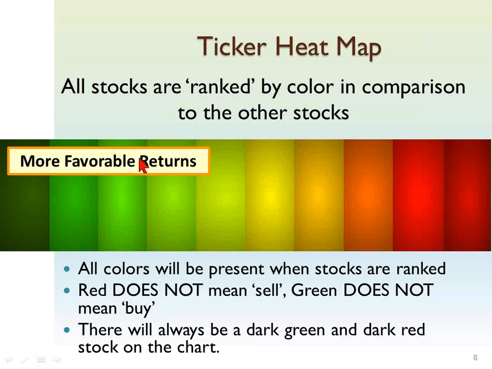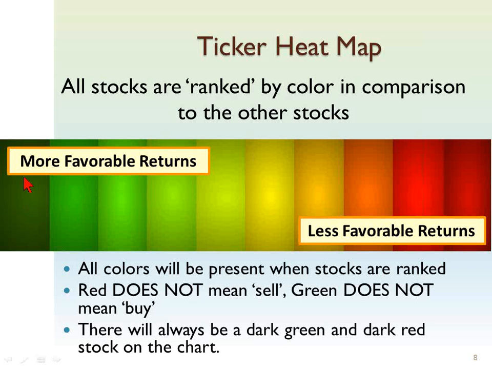There are always all of these 10 colors, from dark green to dark red. Dark green and green are the more favorable returns, and red are the less favorable returns. It doesn't mean that greens are always buys, and it doesn't mean that reds are always sells. Not at all. We just have an equal distribution amongst those 100 companies. All colors will be present, so something on that list is going to be dark red, and it's just a ranking system. So I hope that makes sense to you.